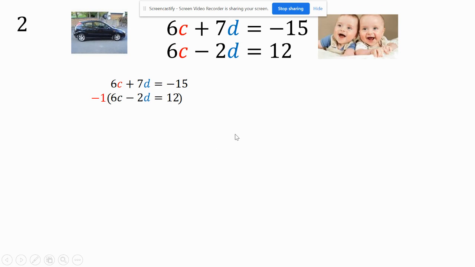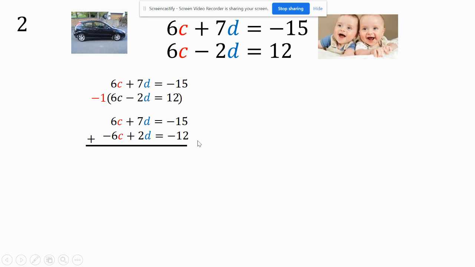So what I do instead is this. I like to make everything an add, and I'm simply going to multiply everything by negative 1. And what I love about multiplying by negative 1, there's not really any math involved. You're just flipping all the signs. The positive became negative, the negative became positive, and the positive became negative. Notice the 6c minus 2d equals 12 is now negative 6c plus 2d equals negative 12.